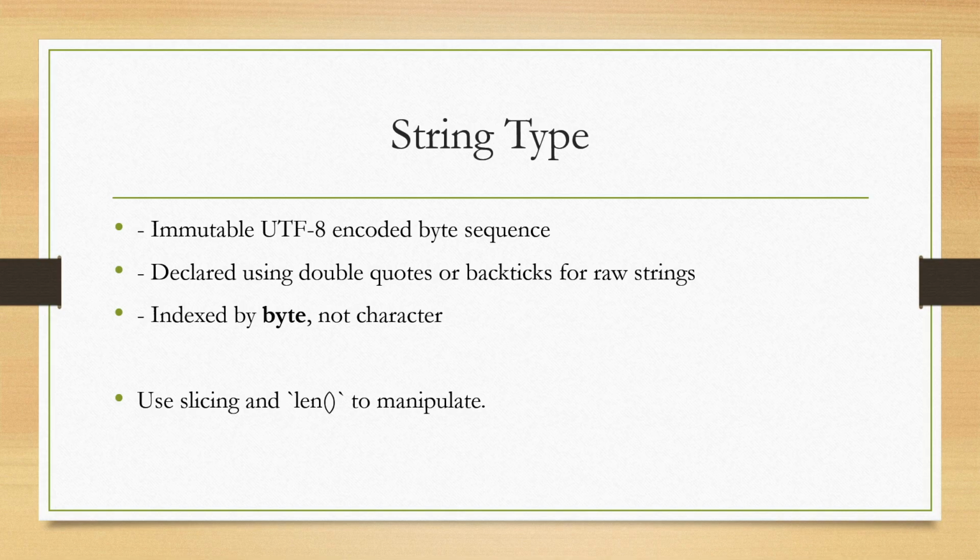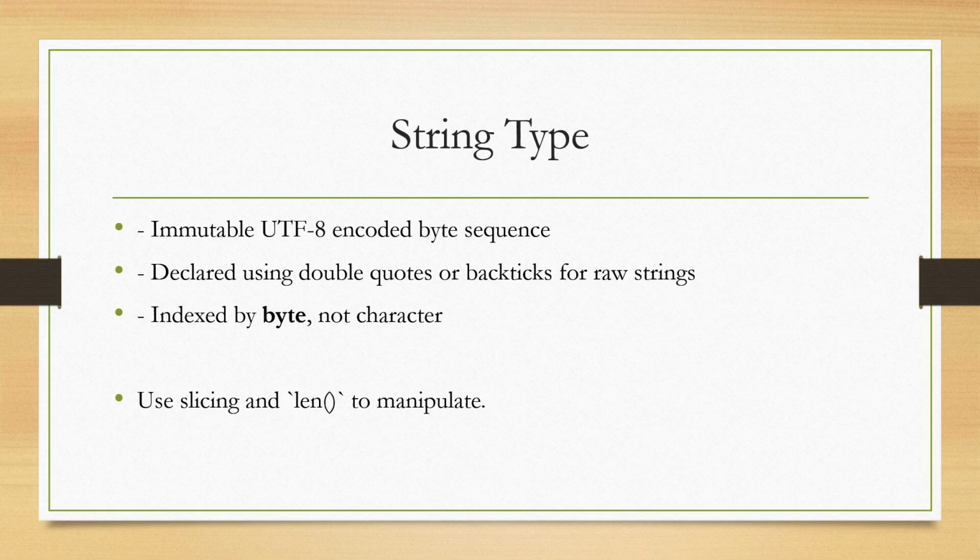Now that sounds a bit technical, right? But do not worry. All it means is it supports pretty much any language or symbol you throw at it, English, Hindi, emojis, everything, and stores it efficiently in memory. Also, strings in Go are immutable. That means once you create a string, you can't change it directly. So if you try to update a letter or modify part of it, Go will not allow that. You have to create a new string instead.